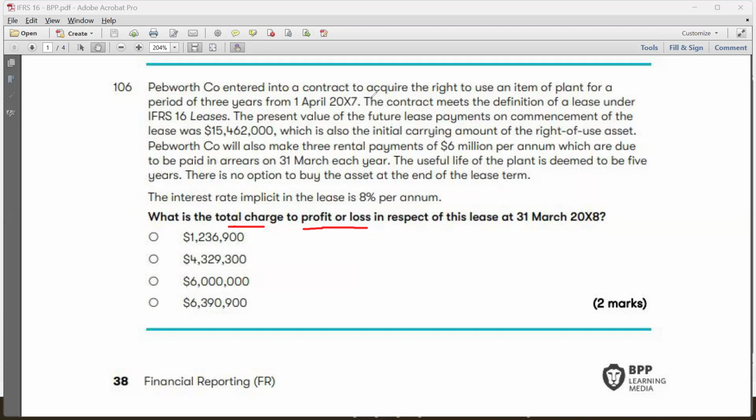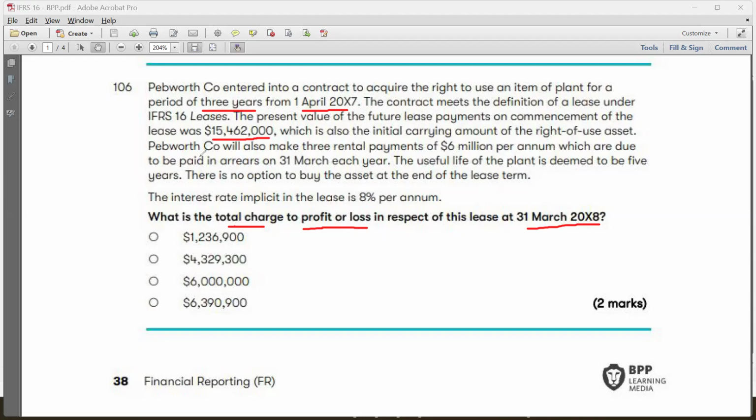So let's see. Pepworth Co. entered into a contract to acquire the right to use an asset of plant for a period of 3 years. So this is the lease term. And when have they entered? From 1st of April 2007, whereas the year for which we are trying to calculate the charge ends after 1 year, that is 31st of March 2008. The contract meets the definition of a lease under IFRS 16. The present value of the future lease payments on commencement of the lease was 15462, on which we are going to have the interest, which is also the initial carrying amount of the right of use asset.